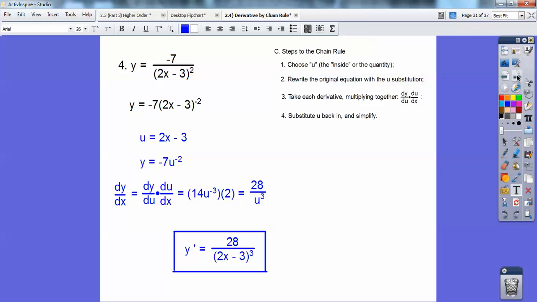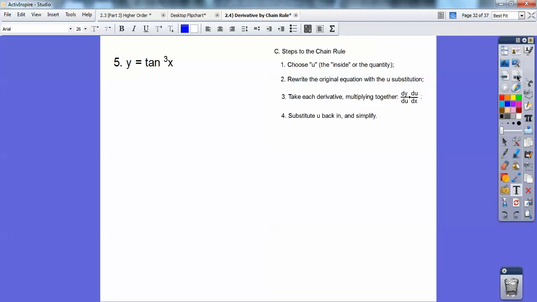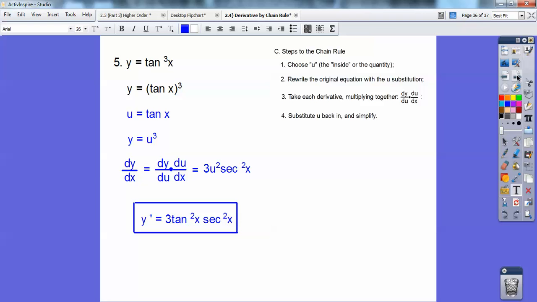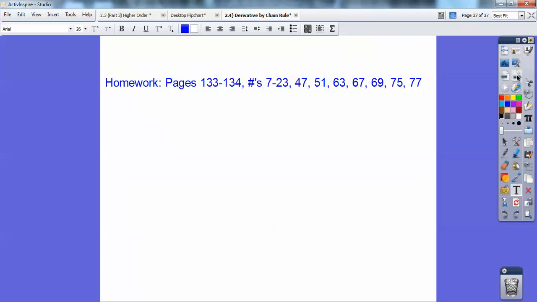All right, I think I have one more. Yeah, I do. So y equals tangent cubed of x, which is tangent of x, cubed. So u is going to be the tangent of x, so I have y equals u cubed, and then it's all just fundamentals after that. You can substitute that back in, and there's your final answer. Alrighty, and if you were sitting in my calculus class, I would assign that as your homework assignment.